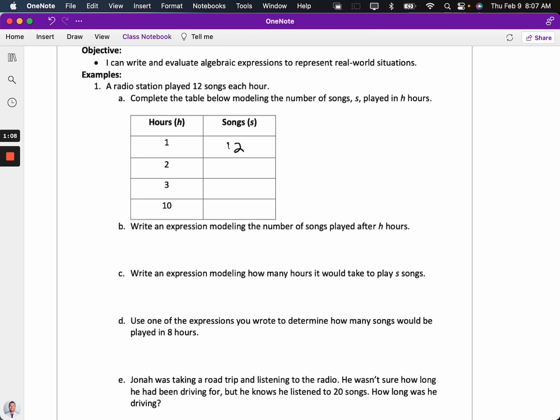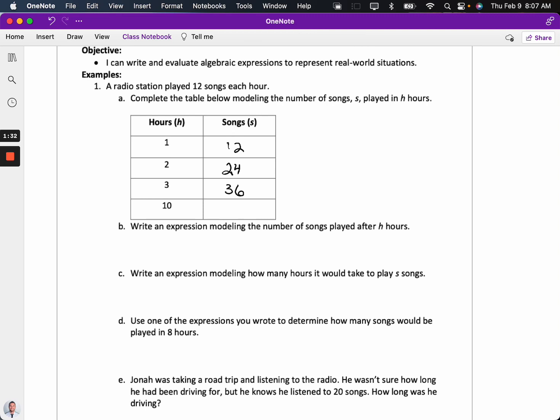So if it's 2 hours, we're just going up by 12, right? This is essentially a ratio table. Our values are increasing, 12 songs every hour. So if I add 12 more, now I'm at 24. Now it says 3 hours, which would be plus 12 more, would give me 36.